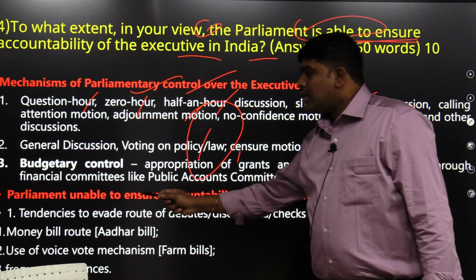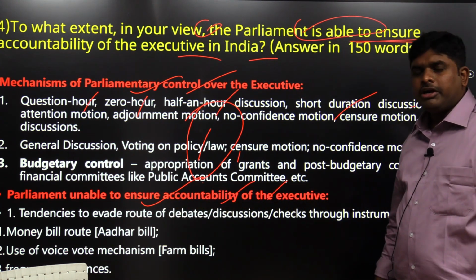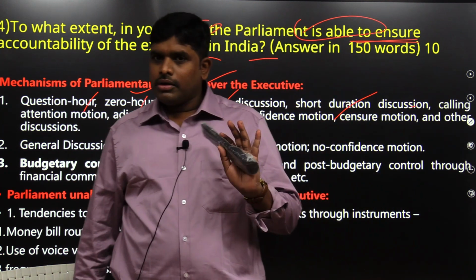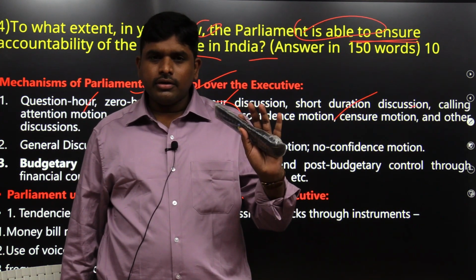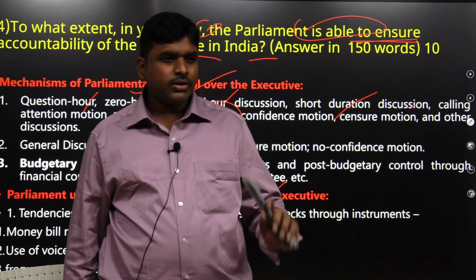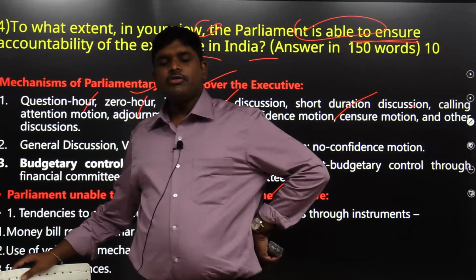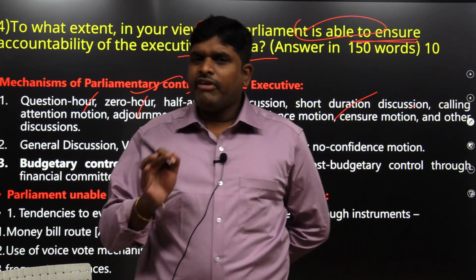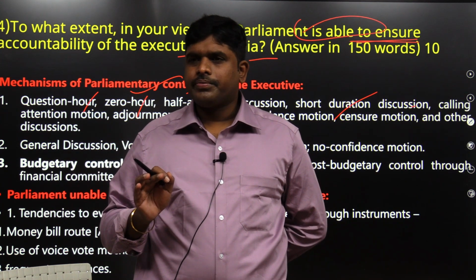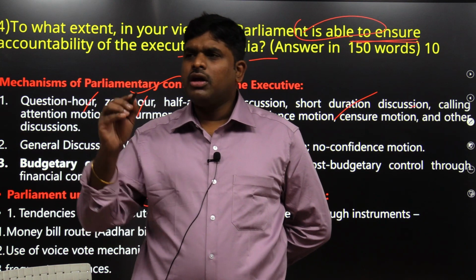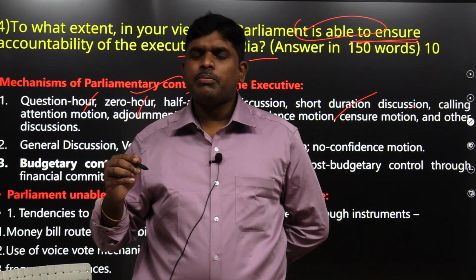But the question is, Parliament is unable to ensure accountability of the executive because of what? You have to tell me with examples. For example, if I declare any money bill, everyone will tell what? Parliamentary sessions are not happening properly.